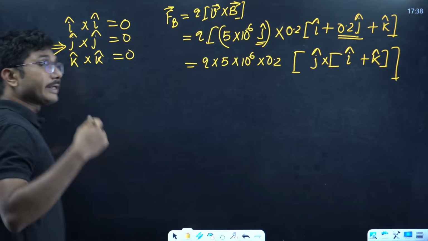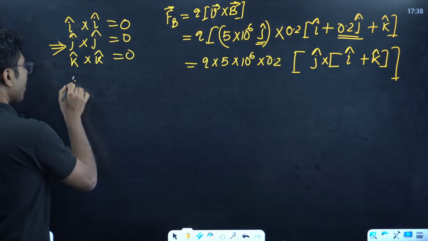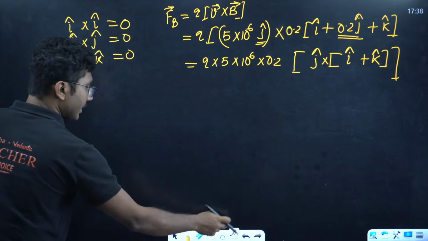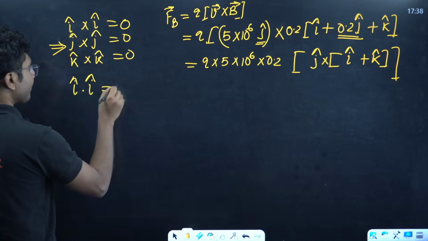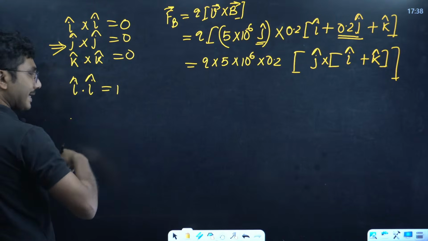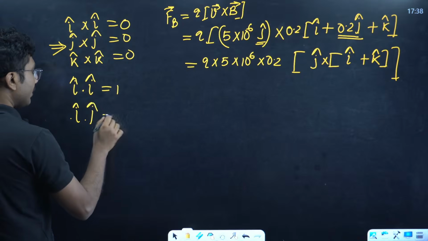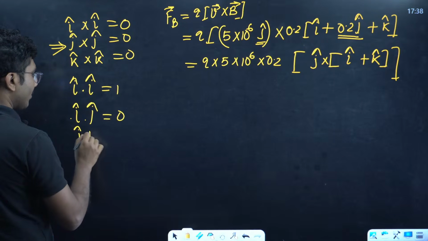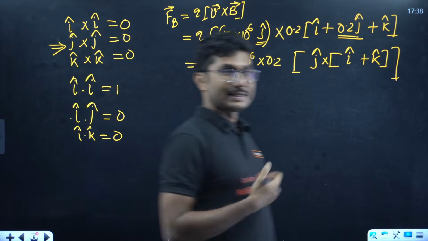For dot product, it is opposite. Remember that for dot product, I dot I is 1. That's why students get a little confused sometimes. I dot I is 1, J dot J is 1, K dot K is 1, and when you are doing it between two different unit vectors, I dot J is 0, I dot K is 0. So for dot product, it is exactly opposite.